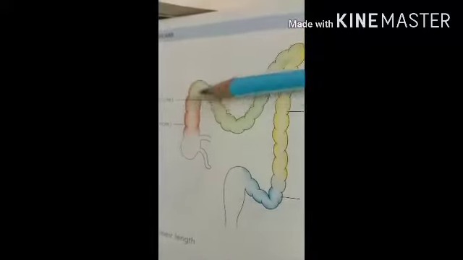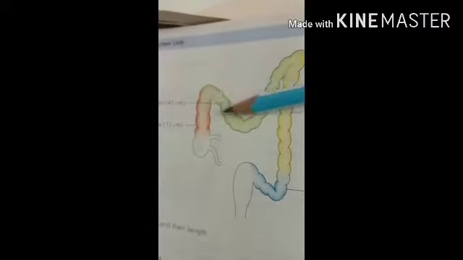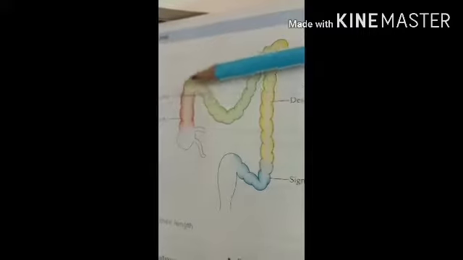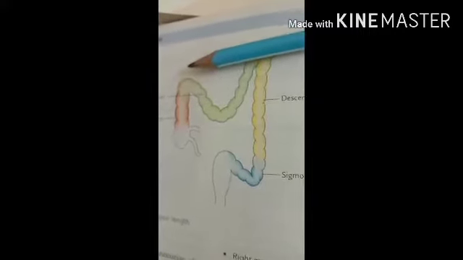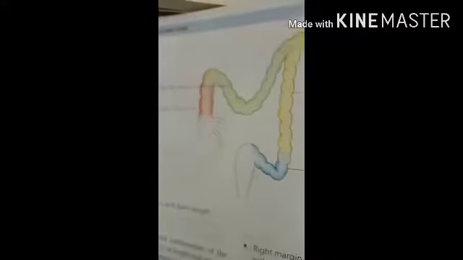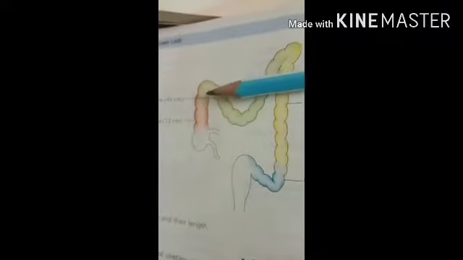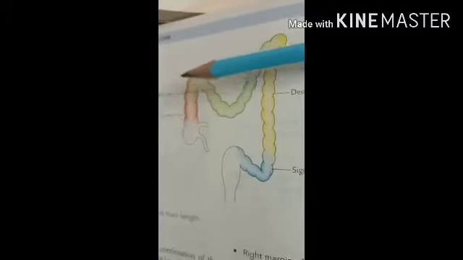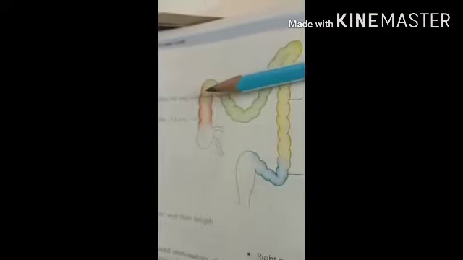After that we have to see the right colic flexure, this one. It is also called the hepatic flexure, and it lies at the junction of the ascending and transverse colon. It bends forward and downwards to the left, and it lies on the lower part of the right kidney. Anterosuperiorly it is related to the colic impression on the inferior surface of the right lobe of the liver. So this one.